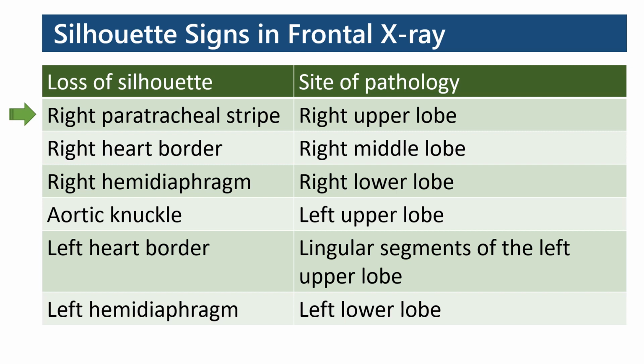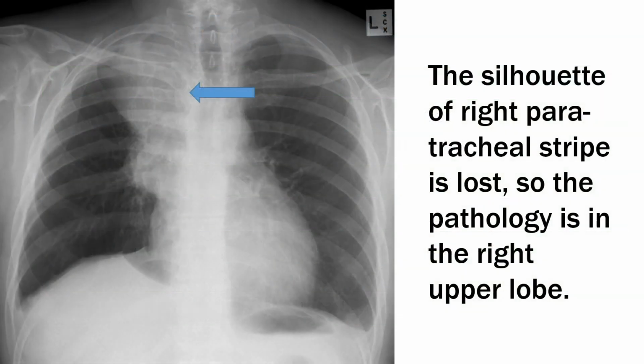If the silhouette of the right paratracheal stripe is lost, the site of pathology would be the right upper lobe. In this X-ray, the silhouette of the right paratracheal stripe is lost, so the pathology is in the right upper lobe.